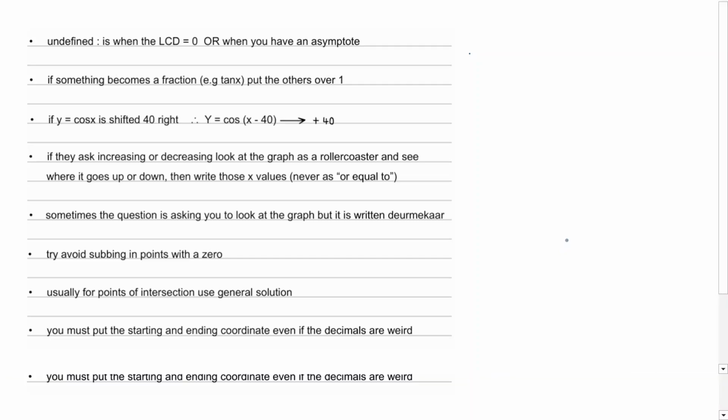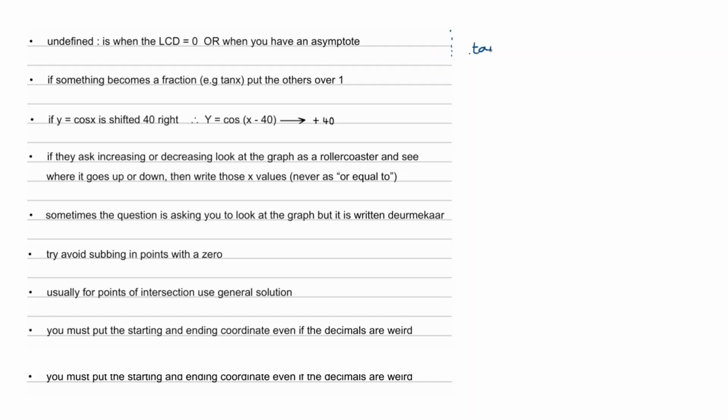In this video, we will look at some more basic introductory concepts involved in trig graphs. In no particular order, if you have something that is undefined, it's just where the LCD, the lowest common denominator, is 0. So maybe they've asked you to sub in 0 into a point, but you notice that the x is at the bottom, and so it will make it undefined.